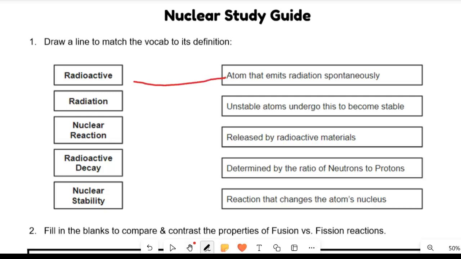called something that is radioactive. An unstable atom undergoes this to become stable. It undergoes radioactive decay. These are released by radioactive materials. We call that radiation. It's determined by the ratio of neutrons to protons. That's what we call stability, so nuclear stability. And a reaction that changes the atom's nucleus is called a nuclear reaction.